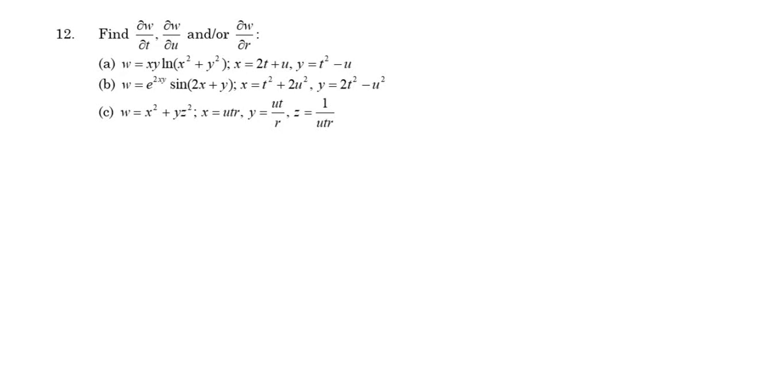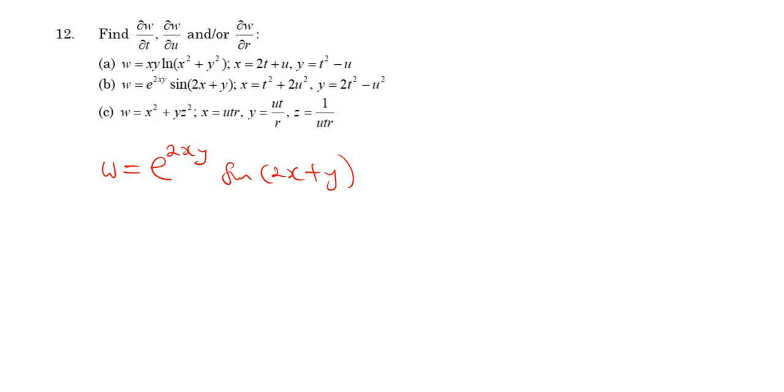Okay, so welcome to this tutorial, and we are gonna be looking at the chain rule for partial derivatives. In this case, we are looking at functions where the first function is defined in terms of w. Let's use question two, part B. W is e to the 2xy times sine of 2x plus y. So W is defined in this, and it's a function of what?